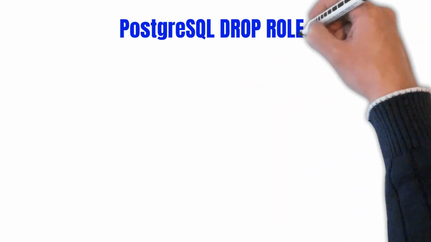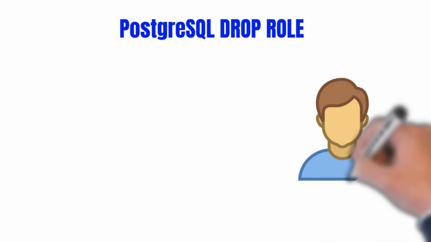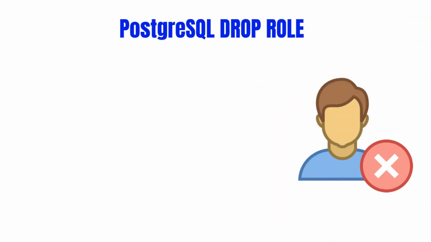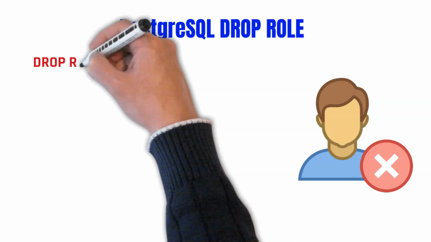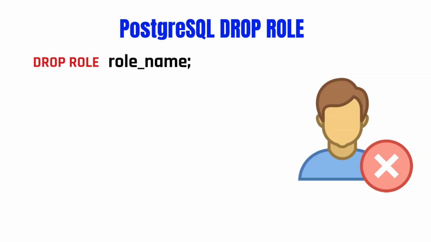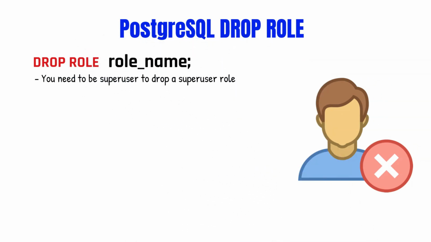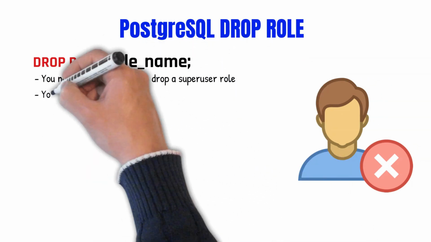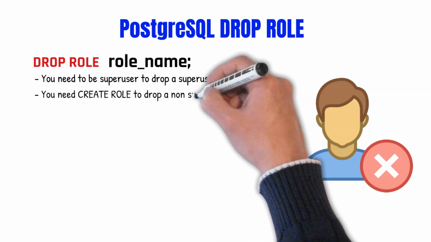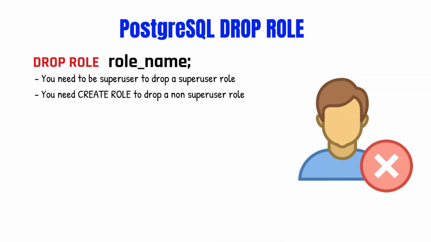If you want to drop a role in Postgres, you use the DROP ROLE statement. So what you need to do is specify the name of the role you want to drop after the DROP ROLE keyword. To remove a superuser role, you need to be a superuser. To drop a non-superuser role, you need to have the CREATEROLE privilege.